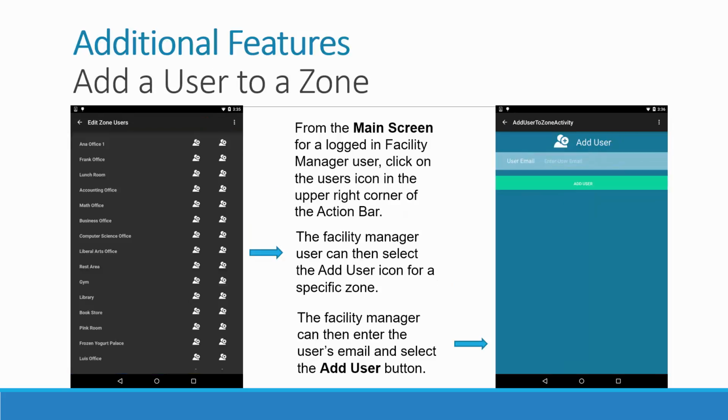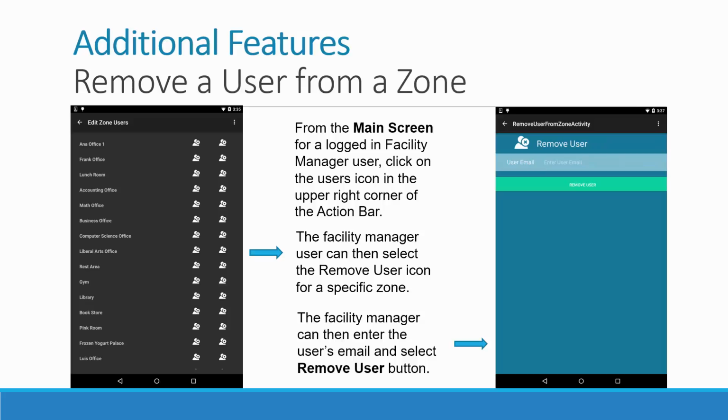Add a user to a zone. From the main menu for a logged-in Facility Manager user, click on the user icon in the upper right corner of the action bar. The Facility Manager user can then select the Add User icon for a specific zone. The Facility Manager can then enter the user's email address and select Add User button.